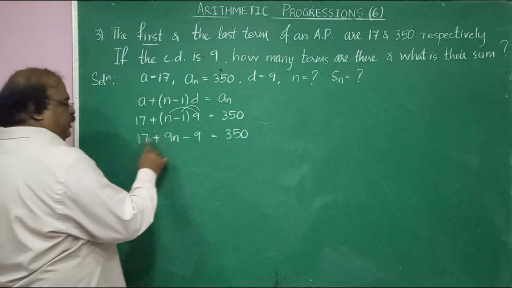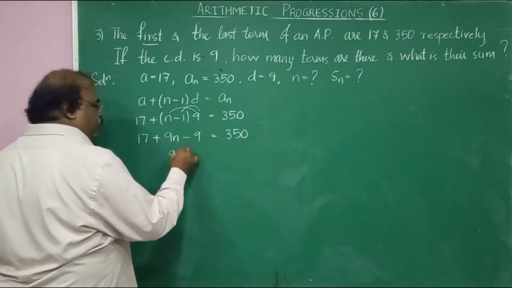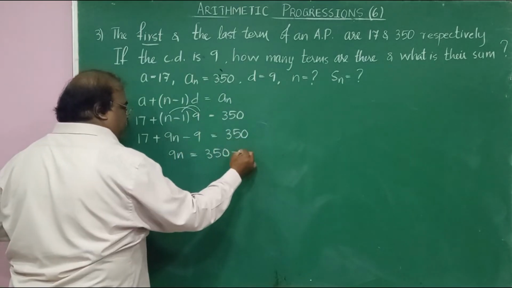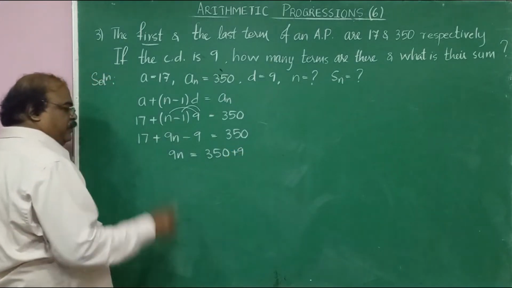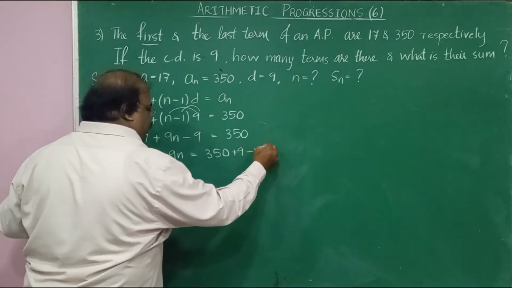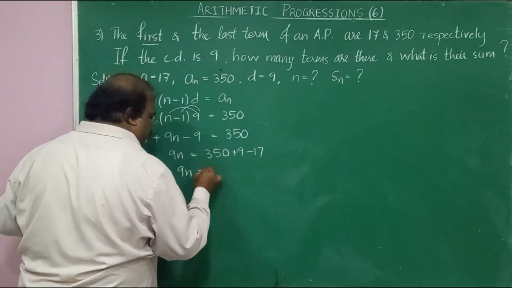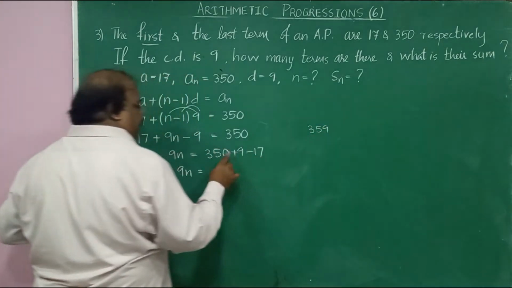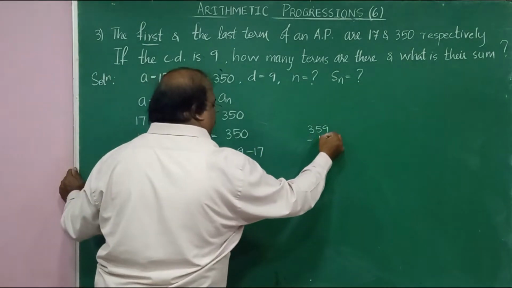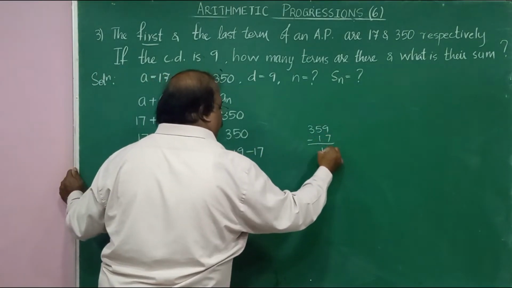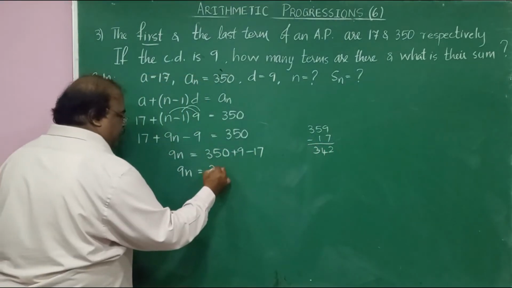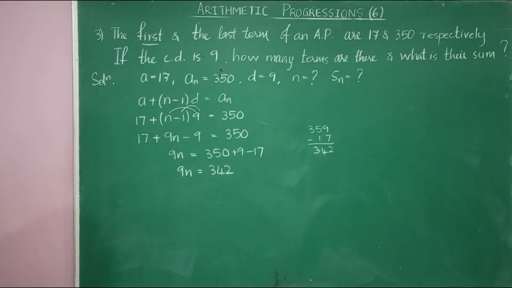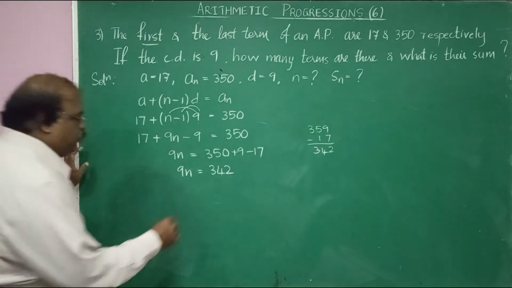So what is 17 minus 9? Or you could put this to the other side. Minus 9 going to the other side becomes plus 9. Plus 17 going to the other side becomes minus 17. So 350 plus 9 is 359. From this I subtract 17. So I get 342. So what is 9n equal to? 342. So what is n?